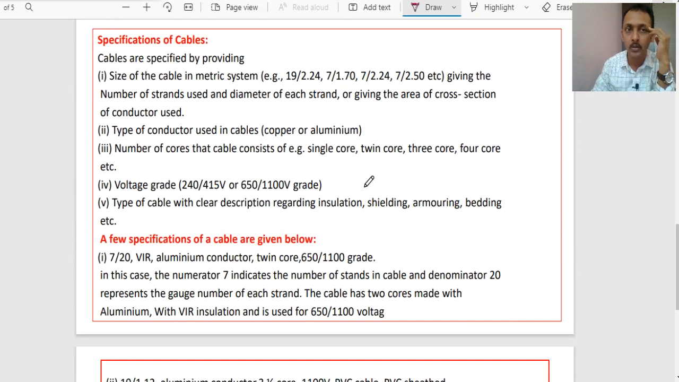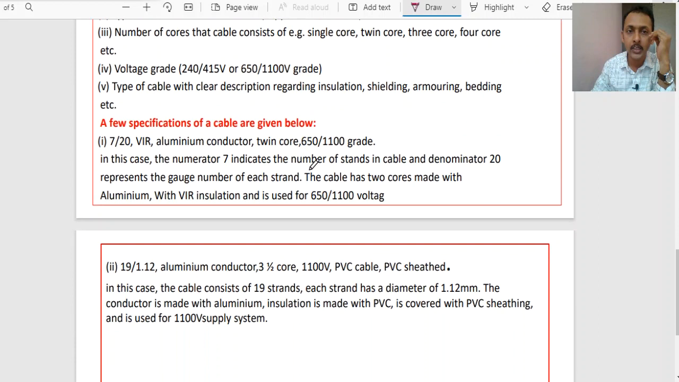will discuss the specification of the cables. What do you mean by this 19 by 2.24? How do you understand that numerator, and how do you understand that denominator? And also examples of a few specifications of the cables. All those things we are going to discuss in this video.